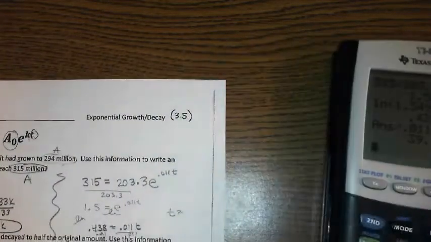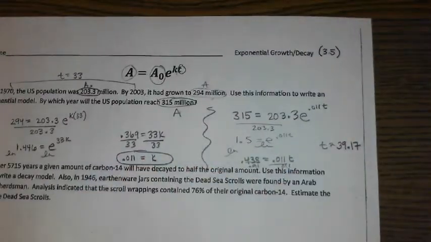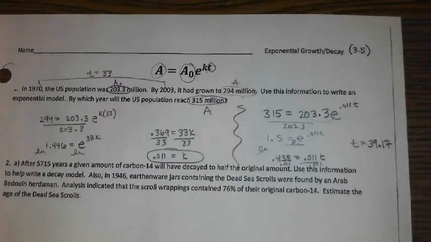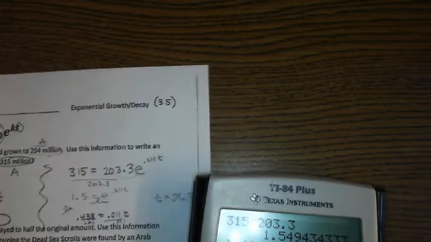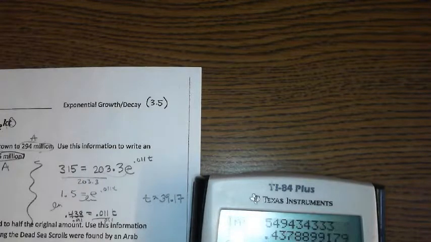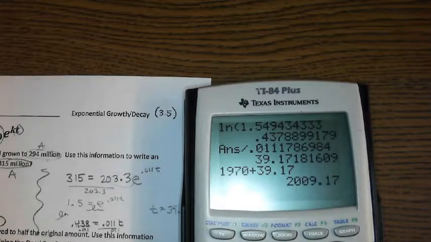Say to the nearest year. By which year? 39.17. So by what year is that? I was going in reference to 1970. So 1970 plus 39.17 puts us somewhere in the middle of 2009 is when it's exactly going to hit that amount.